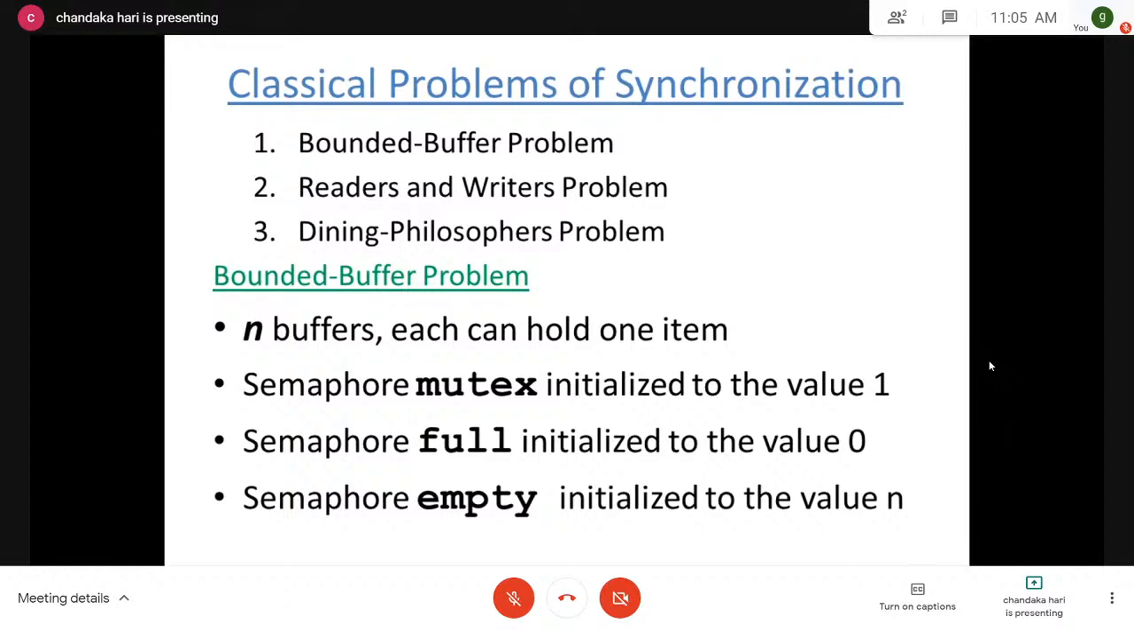Now, dining philosophers is another classical synchronization problem. We'll see it with an example of dining philosophers.